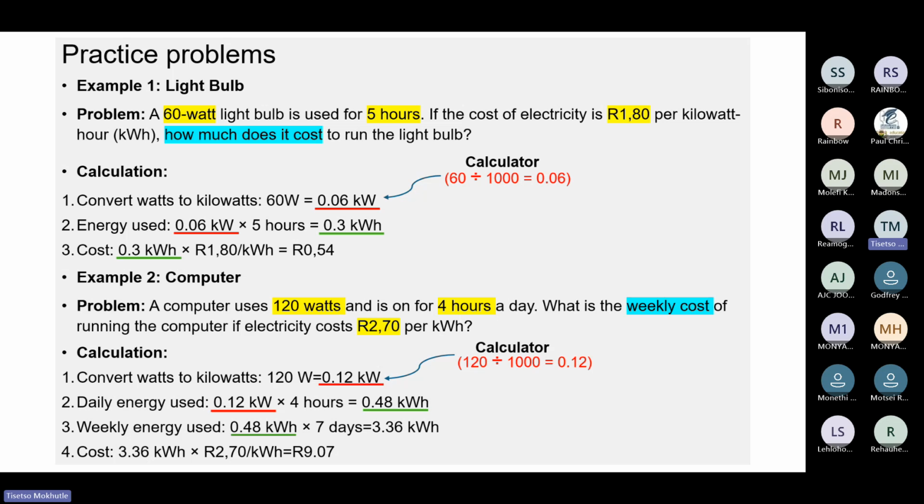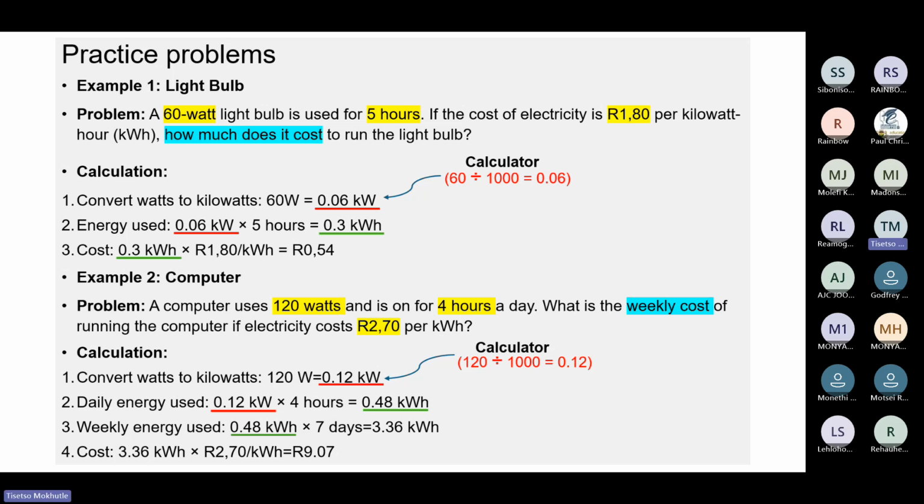So we have to calculate the cost if the computer is running and now you are given the price, it costs R2.70 per kilowatt hour. The first thing that we do, conversion. We convert watts to kilowatt. We say 120 divided by 1,000, 0.12 kilowatt.